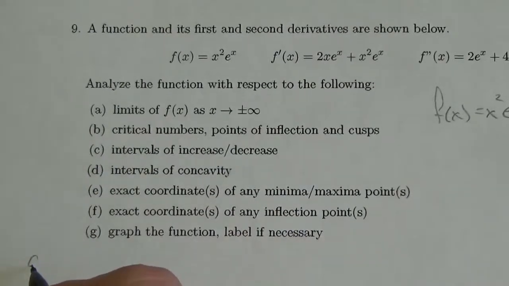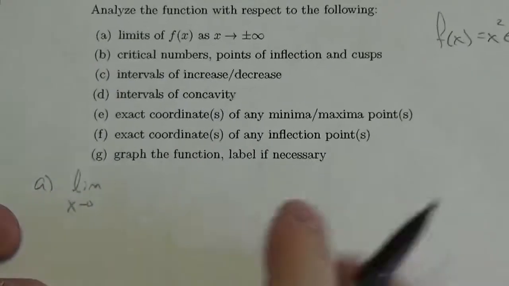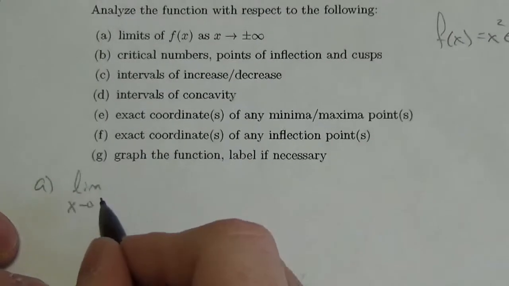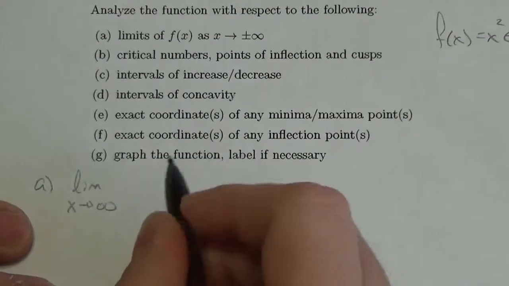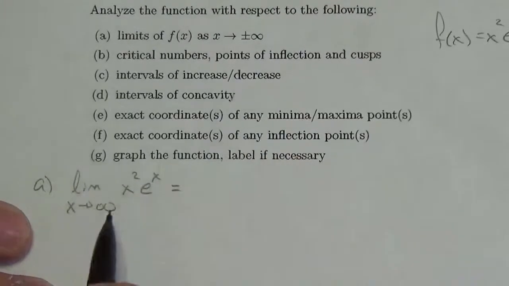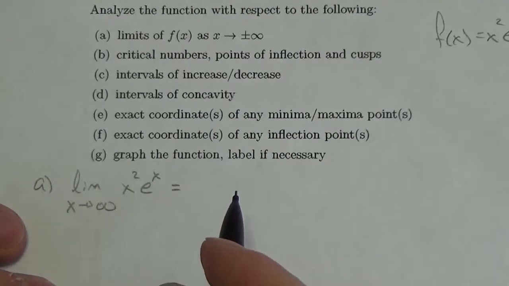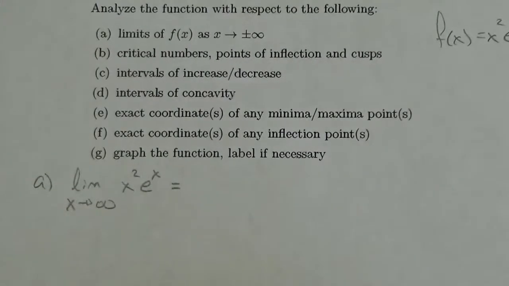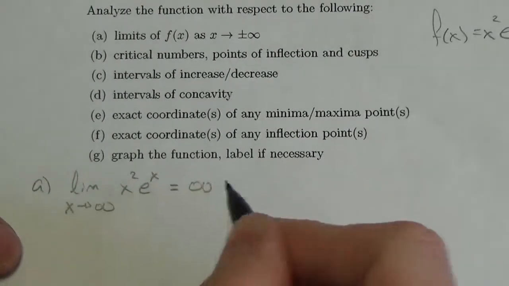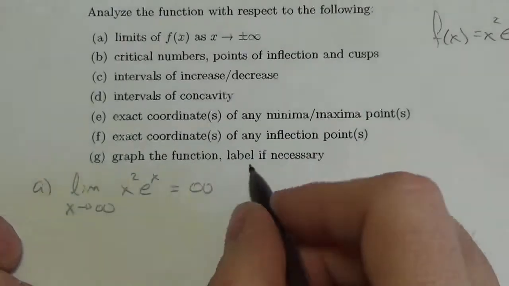So to start off with, I'm being asked to find the limit as x goes to positive or negative infinity. So I'm looking for asymptotes here, if there are any. Let's take a look at positive infinity, x squared e to the x. Well, individually, x squared will go to infinity and so will e to the x, which suggests to me that at the right-hand side of this graph, it's just going to shoot off to positive infinity.